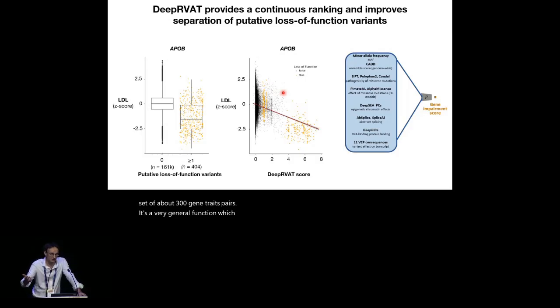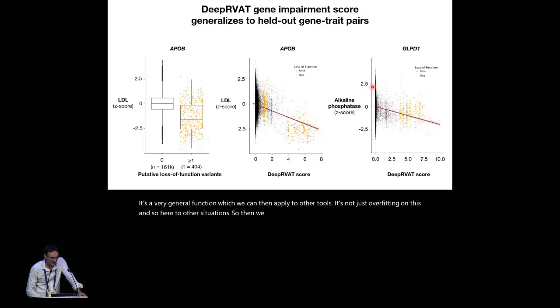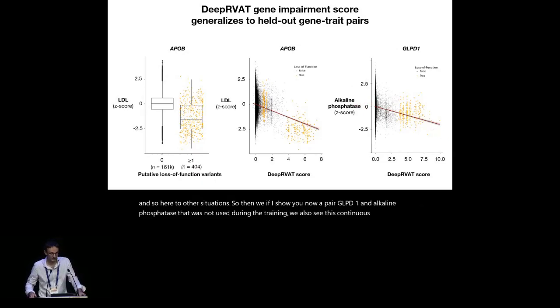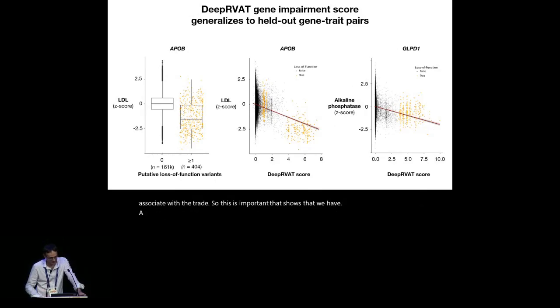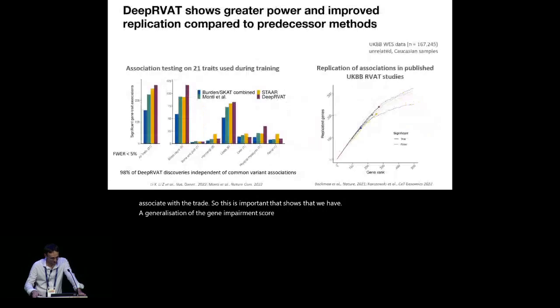So then if I show you now a pair, GLPD1 and alkaline phosphatase, that was not used during the training, we also see this continuous score that associate with the trait. So this is important. That shows that we have a generalization of the gene impairment score across traits.